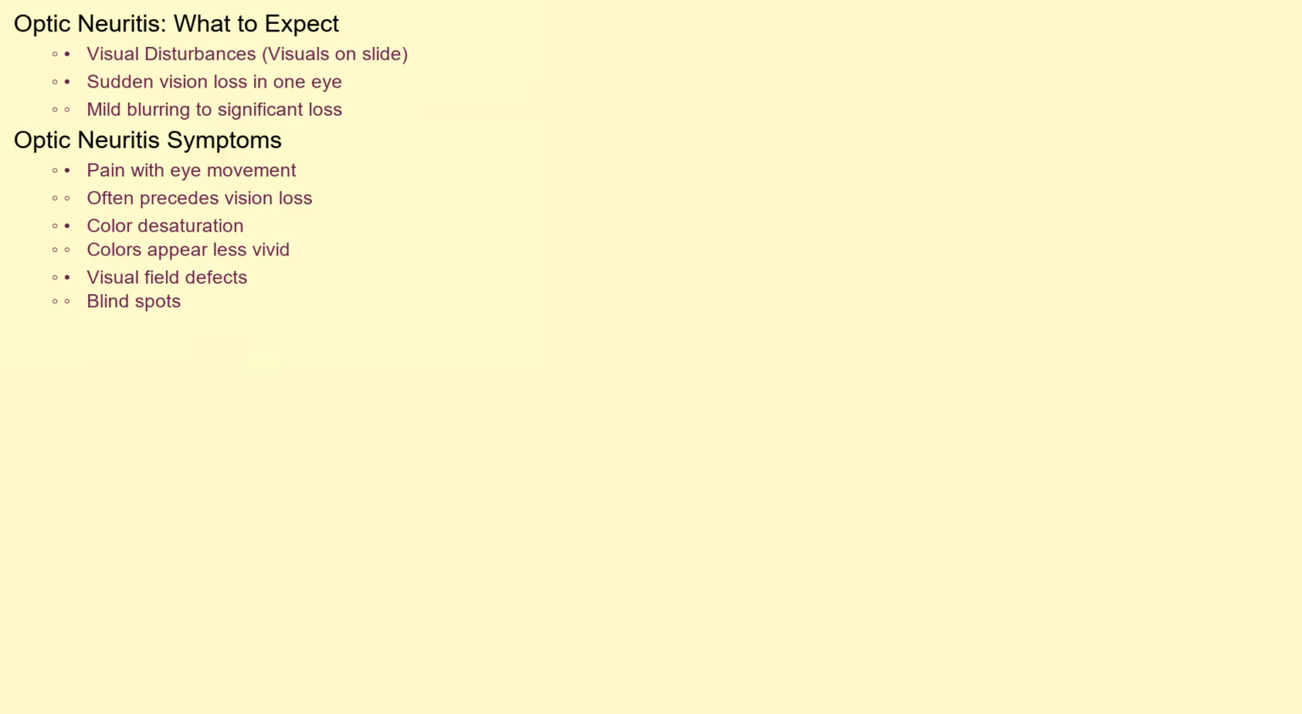Now, let's discuss what you might experience if you have optic neuritis. The symptoms can vary, but typically, people experience a sudden onset of decreased vision in one eye. This can range from mild blurring to significant vision loss. Pain with eye movement is a hallmark symptom, often preceding vision loss. Colors may appear less vivid or washed out, a phenomenon known as color desaturation. Some individuals may also experience visual field defects, such as blind spots. These symptoms can significantly impact daily life and should prompt immediate medical attention.